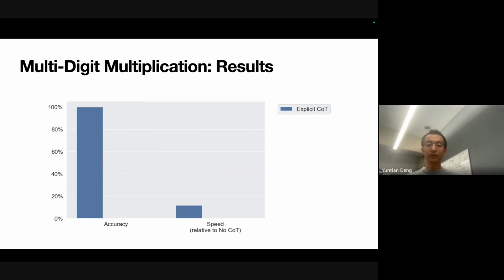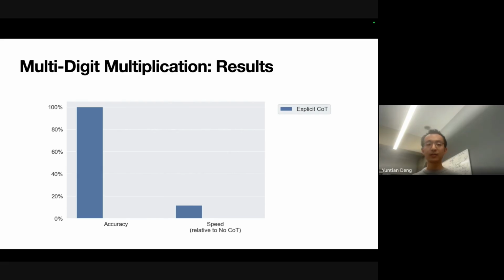The second dimension we evaluate our models on is the speed of inference. And when we measure the speed, we normalize it as a percentage of the speed compared to a no chain of thought model, which doesn't produce these chain of thought tokens before producing the final answer. So first, we look at explicit chain of thought results.